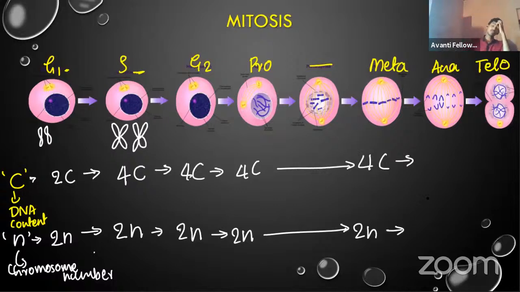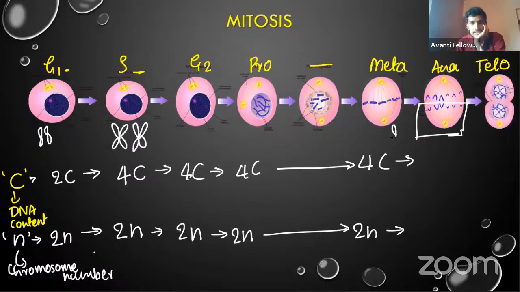Anaphase, what is happening here? In anaphase, the chromosomes, or chromatids, are getting separated. That means the centromeres are dividing, right? Now, what may be the DNA content if I take a single half of this cell? I'm not talking about the total cell, only a single half of the cell I'm taking.